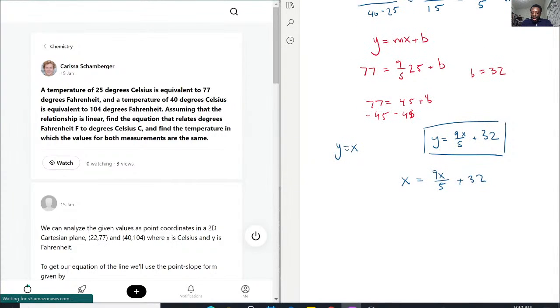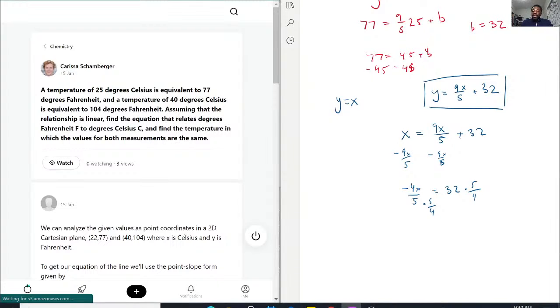So we subtract, actually, just to make it easier on us, 9x over 5 from both sides. So what we're left with is negative 4x over 5 is equal to 32. So then we have to multiply by 5 divided by 4. Okay? And we get, and make sure it's negative actually, almost forgot that, because we're going to cancel the negatives. So these are now canceled. And what we get here though is that x is equal to negative 40.